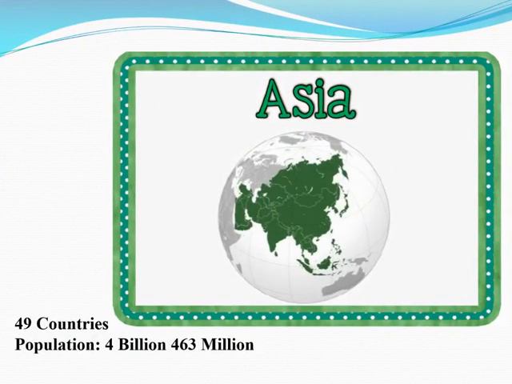Next up is Asia. Asia has 49 countries, and the population is 4,463,000,000 people. Asia is the largest continent and it also has the largest population. More people live in Asia than any other continent. It makes sense that since it has the largest population, that this continent also has the most languages spoken. There are over 2,300 languages spoken in this continent.